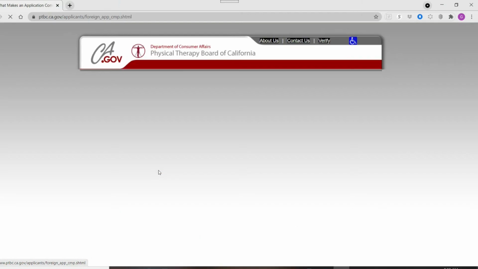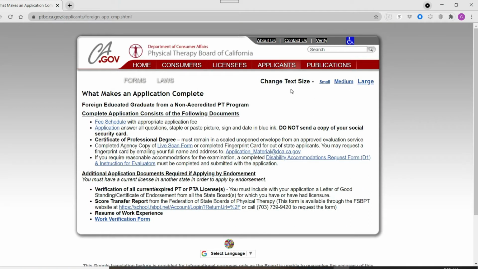So what makes an application complete? This is just like a checklist for applying in California. For a graduate of a non-accredited PT program, you should pay. The fee schedule is about the application fee. Application: answer all questions, staple or paste pictures, sign and date in blue ink. Do not send a copy of your social security card. So remember, it's blue ink. They want it in blue ink for some reason.